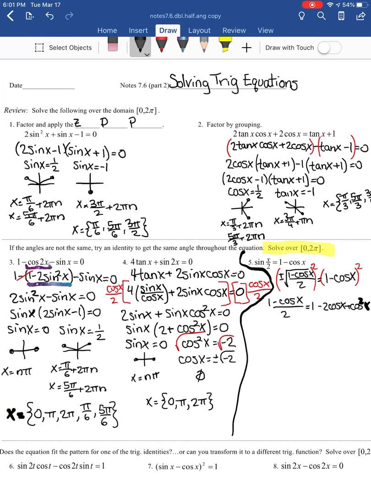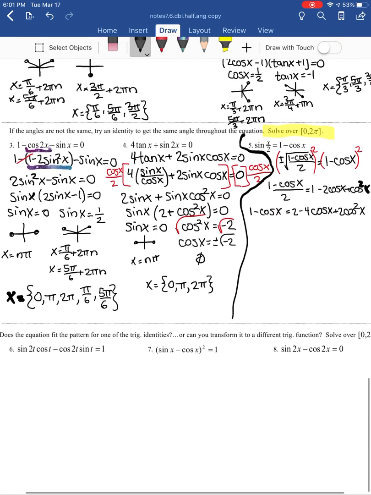Oh, looks just lovely. We're going to want to multiply the 2 on both sides. So I'm going to get 1 minus cosine x is equal to 2 minus 4 cosine x plus 2 cosine squared x. And at this point, this should be looking familiar. You should be more comfortable at this point getting everything to one side, factoring it, and using your ZPP from there. So I'm not going to finish that one. Go ahead and pause the video and finish that one on your own, and then check the answers online if you need.